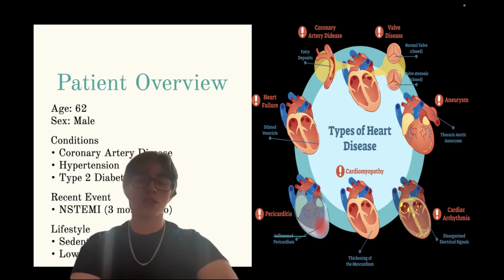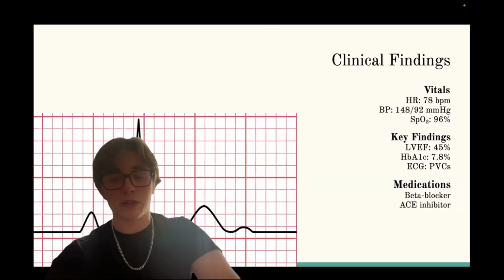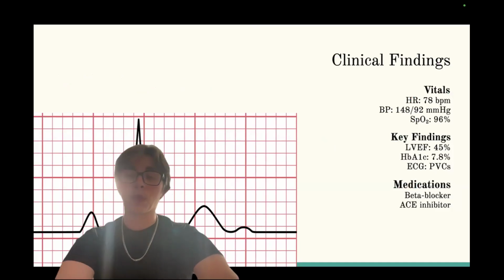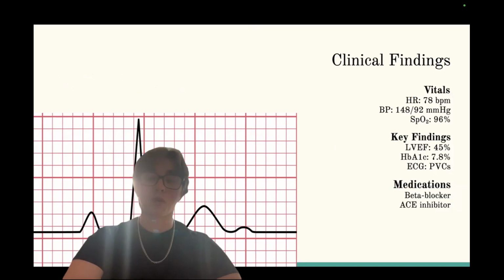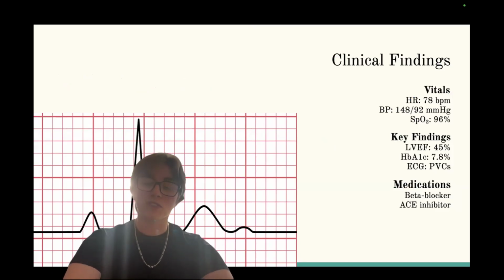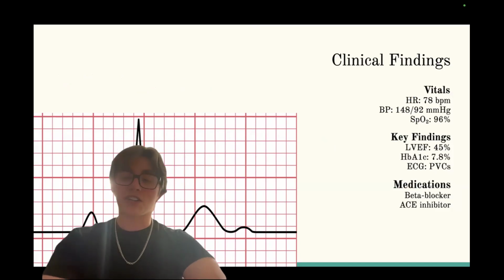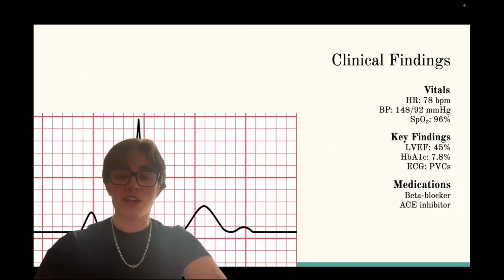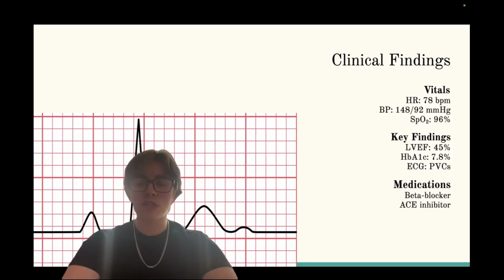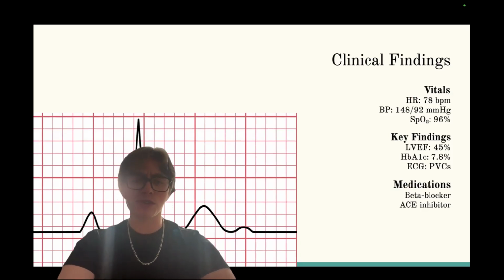Now, looking at the clinical data, there are a few things that stand out right away. His resting blood pressure is 148 over 92, which is still elevated. His resting heart rate is 78 beats per minute, and his oxygen saturation is normal at about 96%. His ejection fraction is 45%, which tells us that his heart's pumping ability is slightly reduced. It's not severely low, but it does show some level of dysfunction.